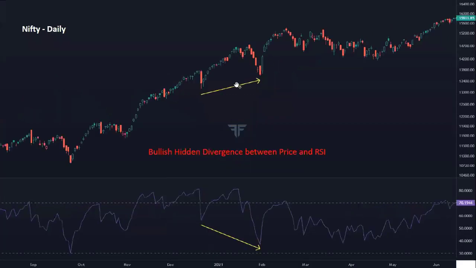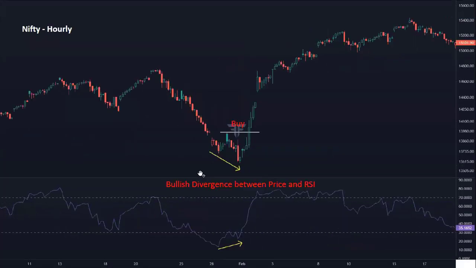So see how a larger signal is generated on the daily time frame in the form of a bullish hidden divergence, and then we are drilling down to the lower time frame wherein we are spotting a normal bullish divergence, and then there is a subsequent break in price. So that is how you can determine where to enter and exit the trades.